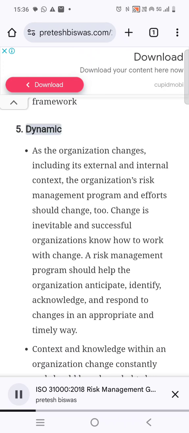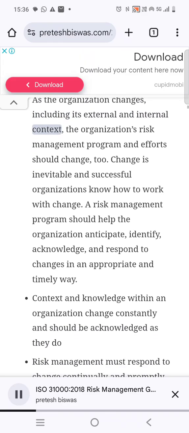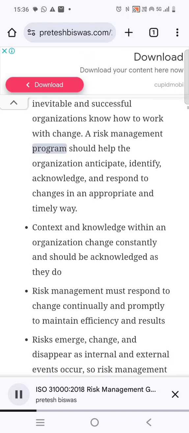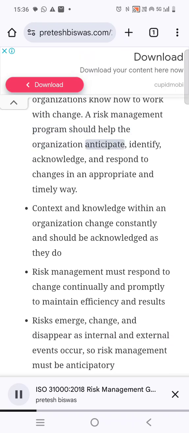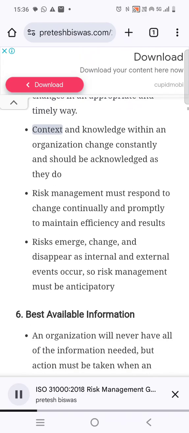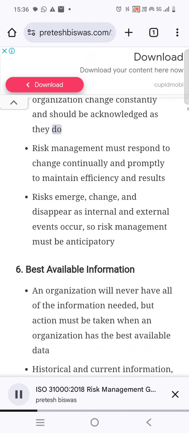5. Dynamic. As the organization changes, including its external and internal context, the organization's risk management program and efforts should change, too. Change is inevitable and successful organizations know how to work with change. A risk management program should help the organization anticipate, identify, acknowledge, and respond to changes in an appropriate and timely way. Context and knowledge within an organization change constantly and should be acknowledged as they do.